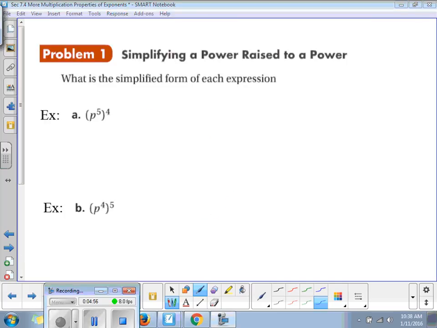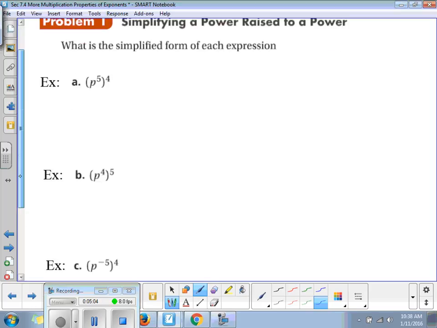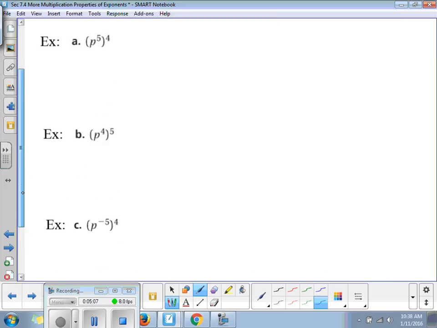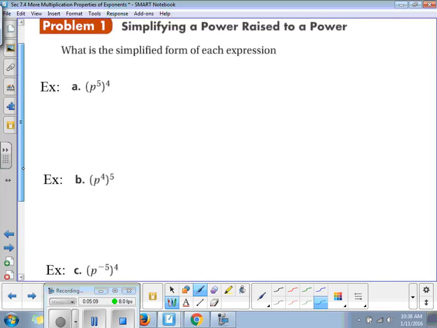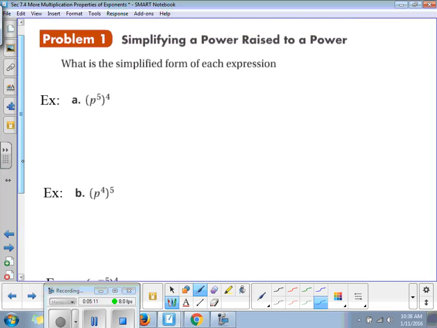So problem 1 is simplifying a power raised to a power. What is the simplified form of each expression? So I've got 3 of them now. So, Aiden, what do you say for letter A? To the 20th. Very good. And to show our work, we're going to have p to the 5 times 4, which is equal to p to the 20th. Yes?